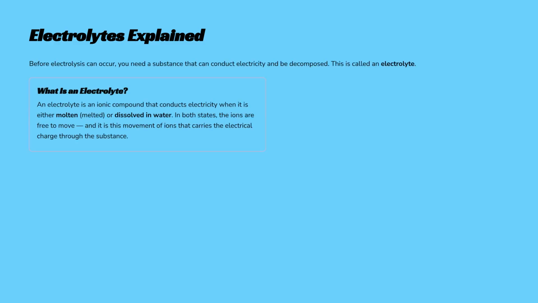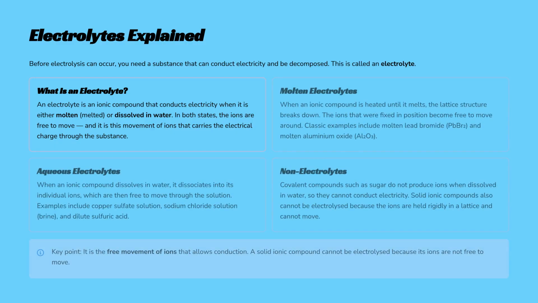An electrolyte is a substance that conducts electricity and can be decomposed. This is an ionic compound that is either molten or dissolved in water, allowing ions to move freely. Covalent compounds, or solid ionic compounds, are non-electrolytes because their ions are not free to move.